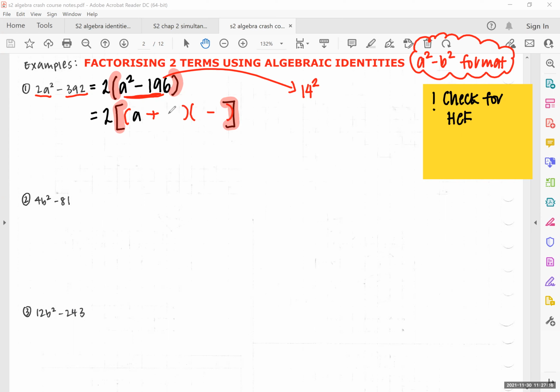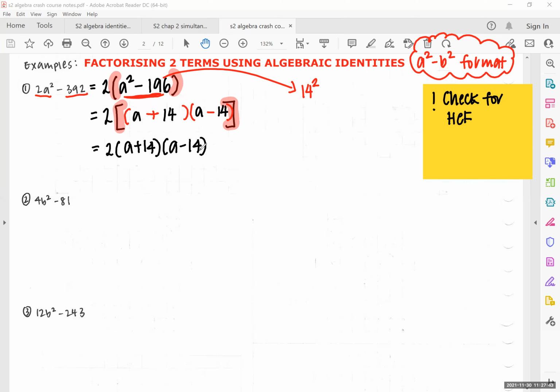So hence, here becomes 14. Here is a minus 14. Can you all see that? So at the end of the day, we can just write it as 2 round bracket a plus 14, round bracket a minus 14. The end. And that's how you factorize. That's all. Got it?